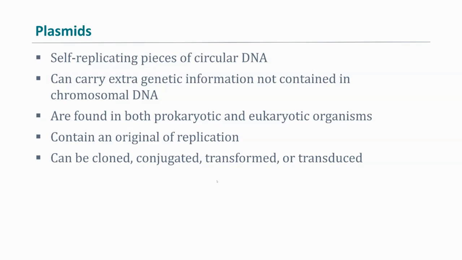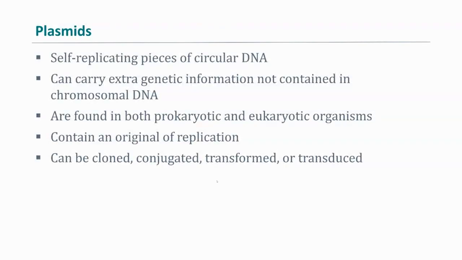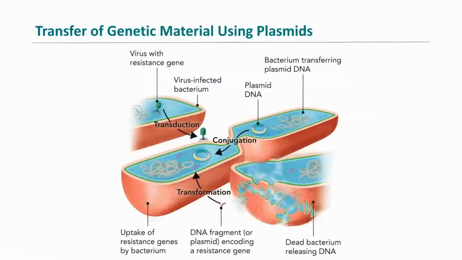And for nucleic acid biochemistry, the first thing you need to know is the plasmid, which is a self-replicating piece of circular DNA that can carry extra genetic information not contained in the chromosome, and can be cloned, conjugated, transformed, or transduced. Okay.